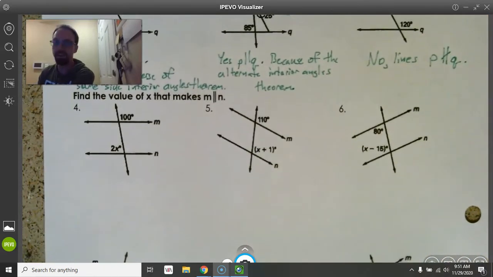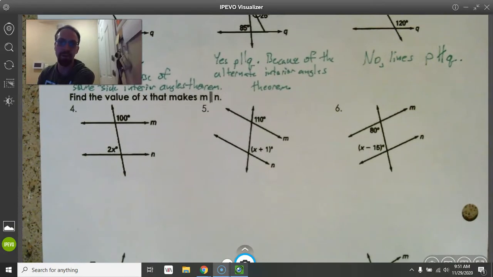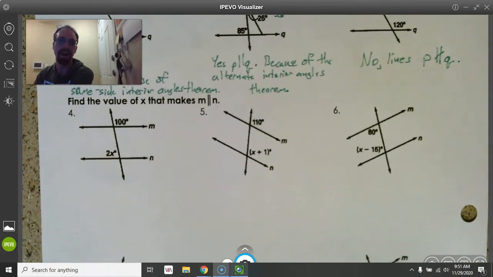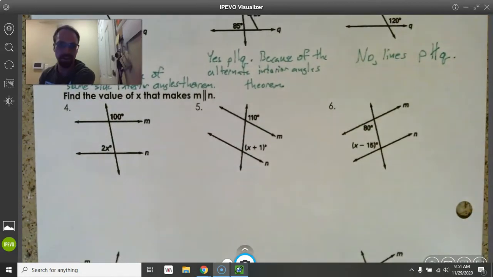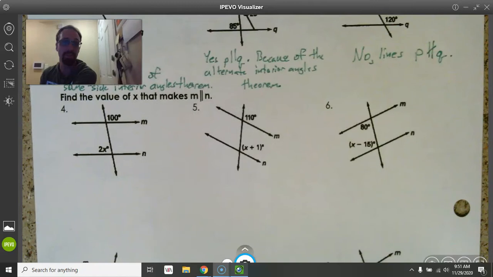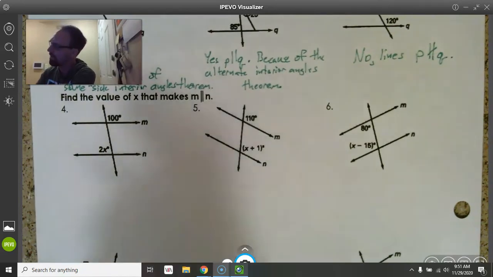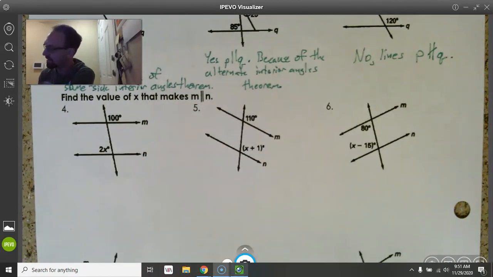And then now what I'm going to do with this next set is go a different path. Now I want to make the lines parallel. So for these lines to be parallel, I have to follow some sort of rule that we have. So the corresponding angles are congruent, alternate interior, basically the same things from the front, but now I'm forcing X to make these lines parallel. So I want to find what value of X makes these lines parallel.